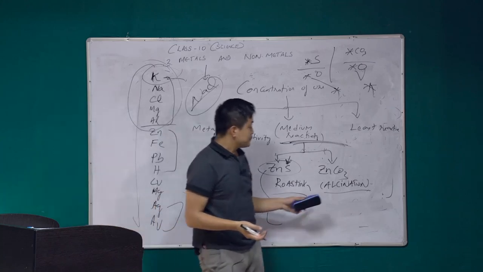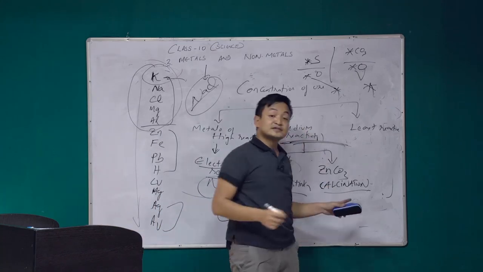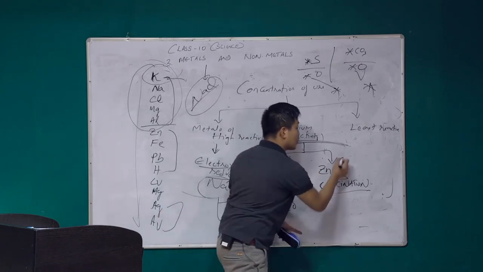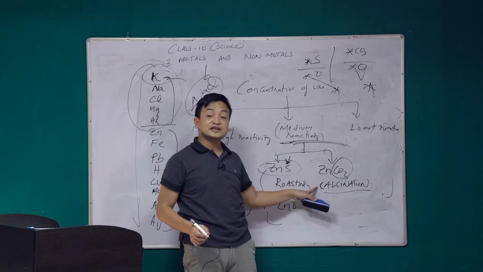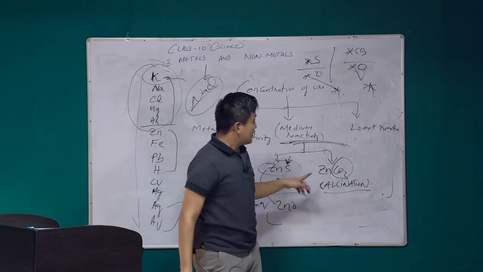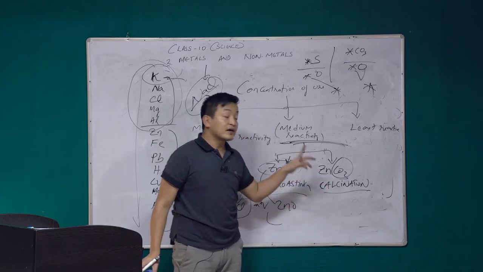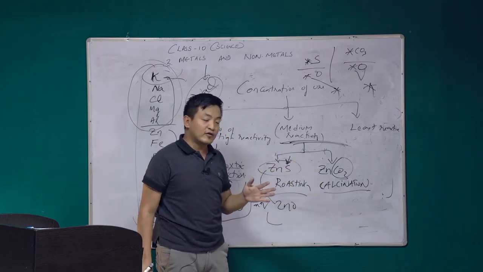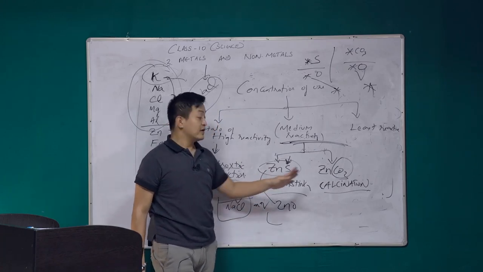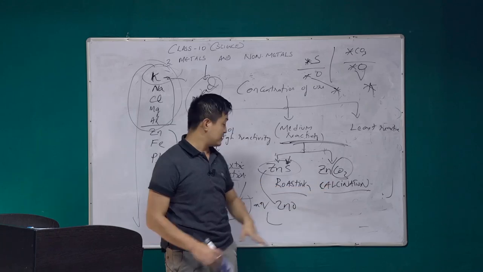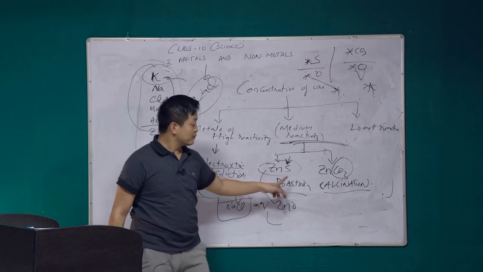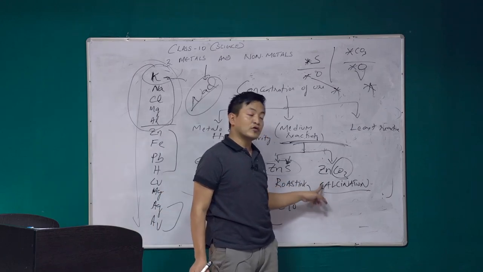Now, calcination is the process of heating a carbonate ore. Remember, C for calcination, C for carbonate, so that you won't get confused in the exam. It is the process of heating a carbonate ore in the absence of air. Roasting means presence of air. Calcination means absence of air. Roasting is done only for sulfide, and calcination is for carbonate.